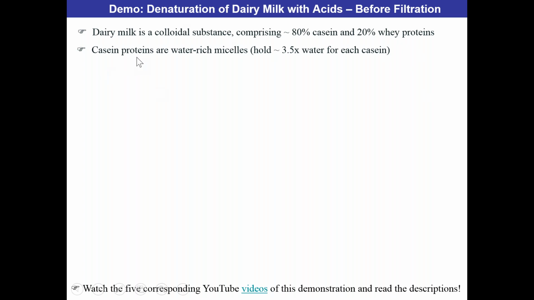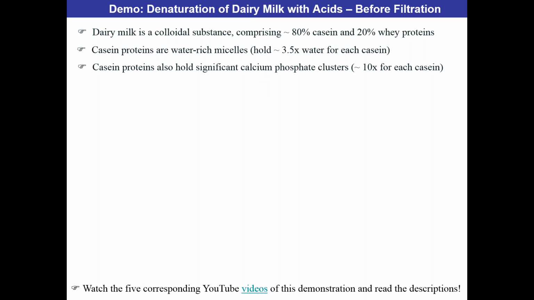that we drink. The casein proteins are water-rich micelles, and they are globs. Okay, and again, they hold about 3.5 times water for each casein molecule. So if it's 1 gram, that's going to be 3.5 grams of water. If it's going to be 1 kilogram of casein, it's going to be 3.5 kilograms of water. Casein proteins hold a significant amount of calcium phosphate. These clusters are really important because these are thought to deliver important calcium phosphate minerals for bone growth, right?